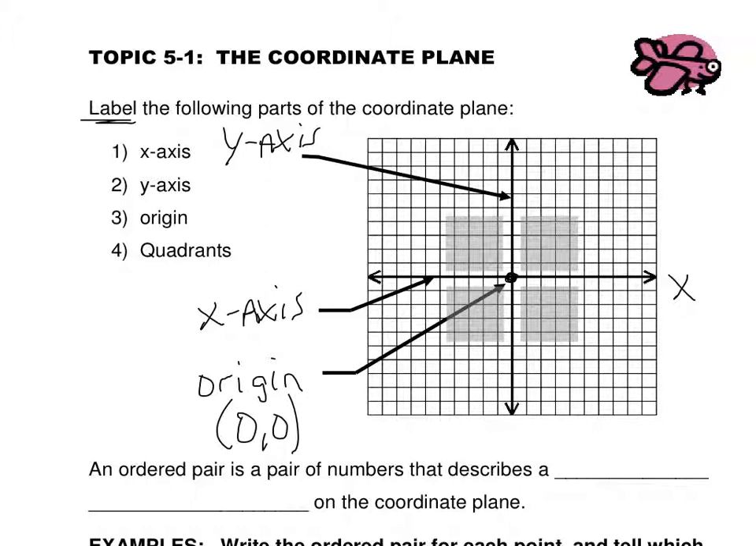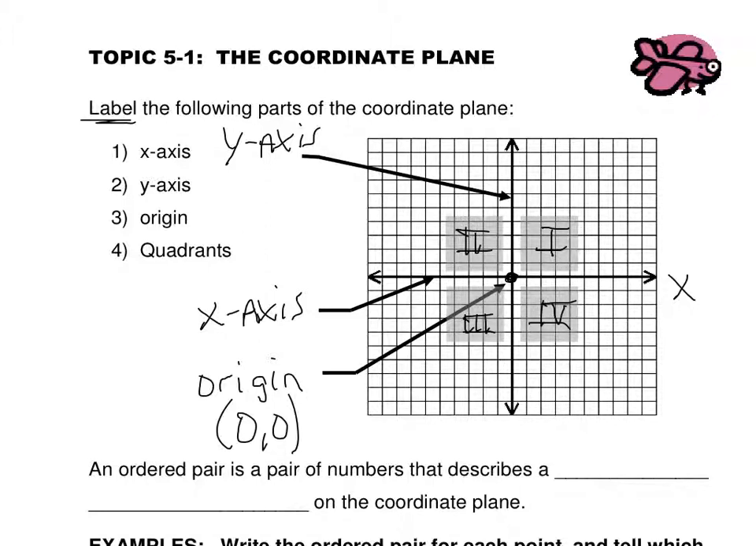And then you need to know the quadrants. The quadrants are numbered, starting in the upper right. That's quadrant 1. Then we have quadrant 2. Then we have quadrant 3. And we have quadrant 4. And those are the 4 quadrants. So have that in your notes as a review.